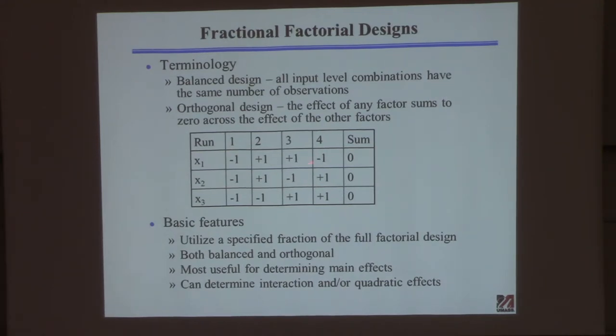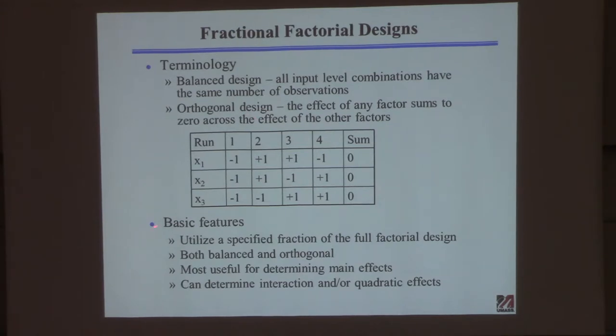In other words, if you do a design where X2 is high three times and low one time, the sum is not zero, that's not orthogonal. Okay? That means you visited one value too much compared to the other one. It biases the design, so it's not good. All right? So possibly you'd like it to be balanced, but certainly you'd like the design to be orthogonal.